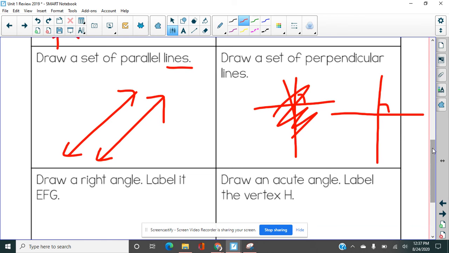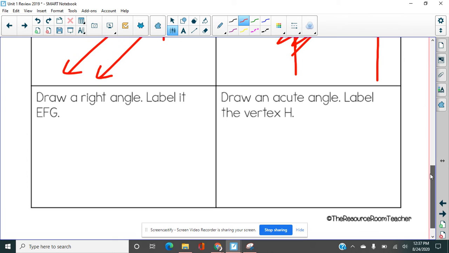And down at the bottom, when we've talked about angles, right? And I'm kind of going through this a little quickly since we did spend a whole day with review of these terms. Draw a right angle. Angle EFG. So I'm going to make mine with line segments instead of rays. I could put arrows at the end and make them into rays. So EFG would look like this.